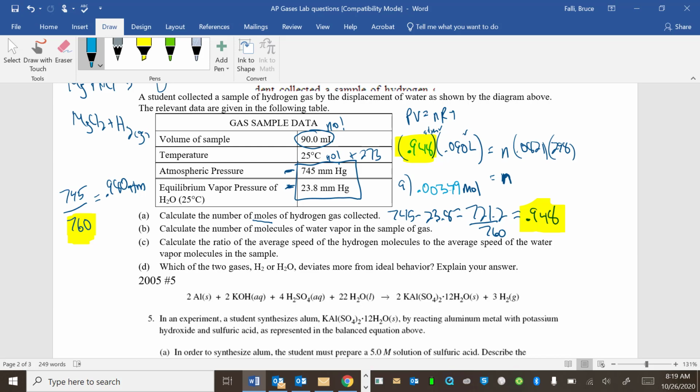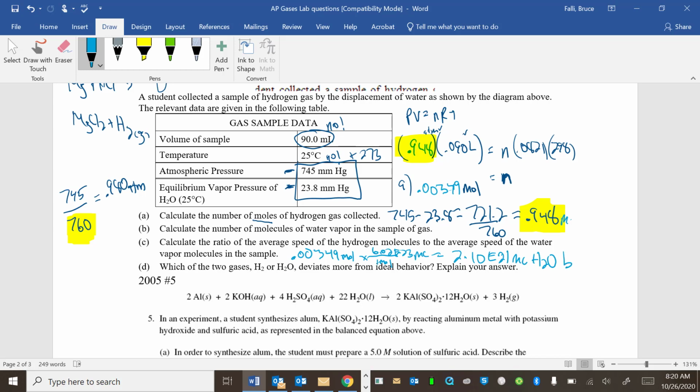Okay, number of water molecules. So that means I have this many moles of water. So now to do molecules, 0.00349 moles times 1 mole on the bottom, 6.02 E23 molecules on top, times 6.02 E23, 2.10 E21 molecules of H2O. And that is B.